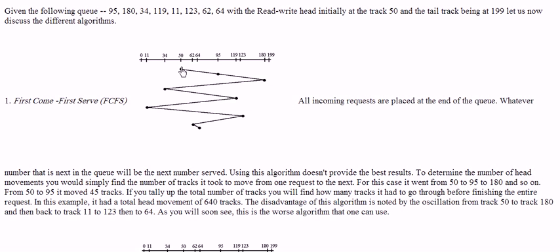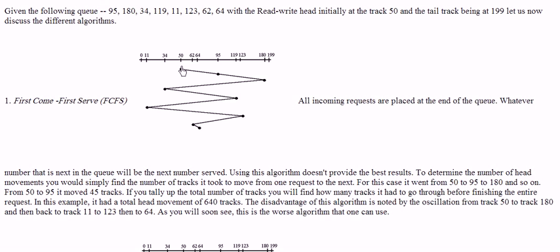When we started with 50, we got 95, so we move to 95. We are here. After that, we got 180, so we move to 180. Then we got 34, so we move back to 34. 119, we move to 119. Then 11, we go back all the way to 11. Move a little bit forward to 123, so we are here. And last, we go to 62, and finally we get 64. So that is first come first served.